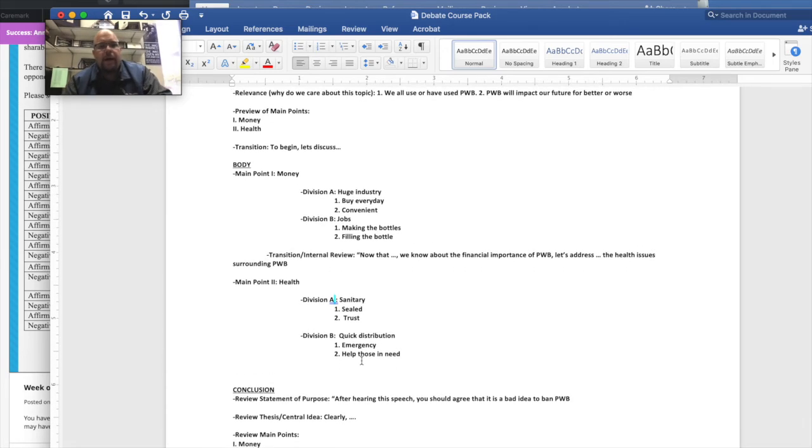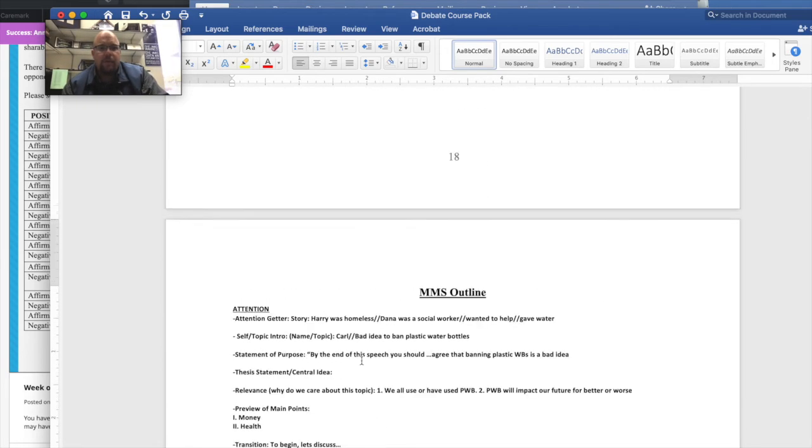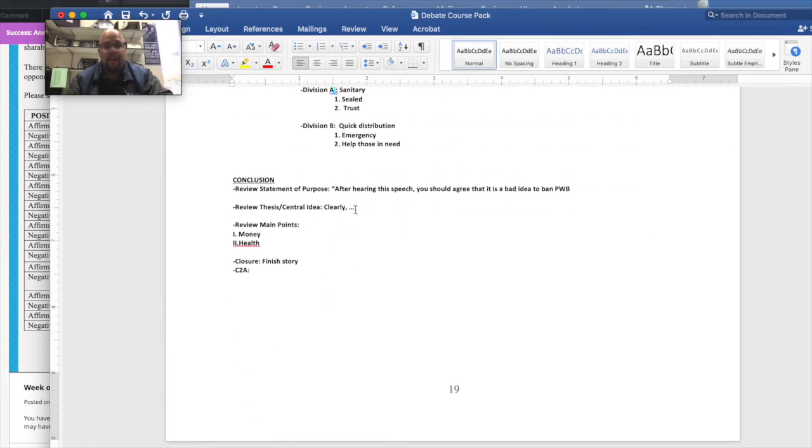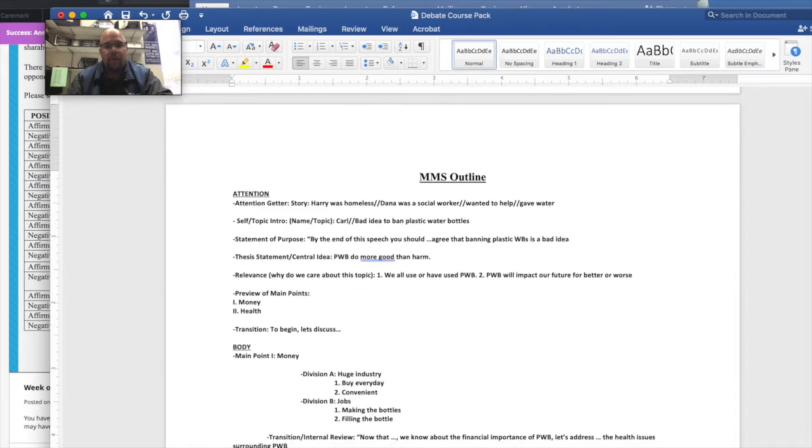Now, a couple things that we want to go back and make sure that we're doing. First, it's the thesis statement. Don't overthink this. Plastic water bottles do more good than harm. That's all I'm going to say. Then down here, clearly, plastic water bottles do more good than harm. Don't try to get creative and make it two different thesis statements. There's only one sentence in a thesis statement, and it can be exactly the same.